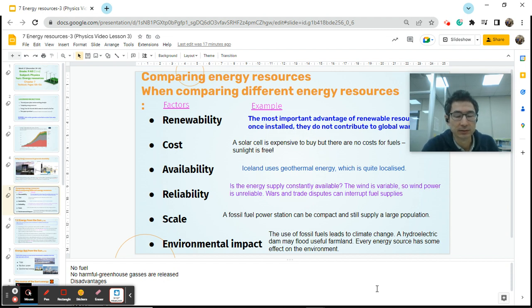Our main goal should be to increase the efficiency, isn't it? We want to get more efficient and pollute less. So environmental impact, that's the next one. The use of fossil fuels causes climate change, isn't it? We don't want to pollute, we don't want to contribute to greenhouse effects. We don't want to pollute the air and have some other environmental effects.